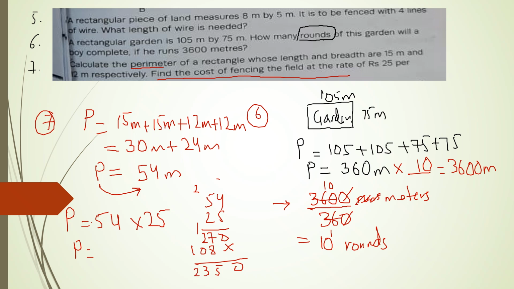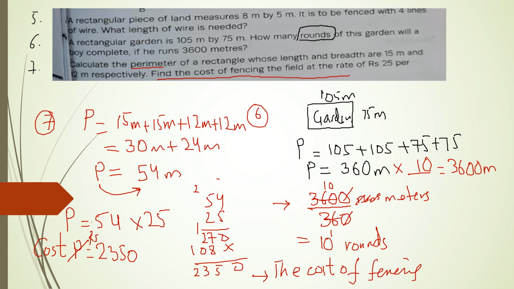So the cost of fencing the field at the rate of 25 will be 2350 rupees. So you have to find the cost. What you will do is write here the cost. So it will be rupees 2350, or you can write at the end that the cost of fencing the field is 2350 rupees, right? So this is how you do it.